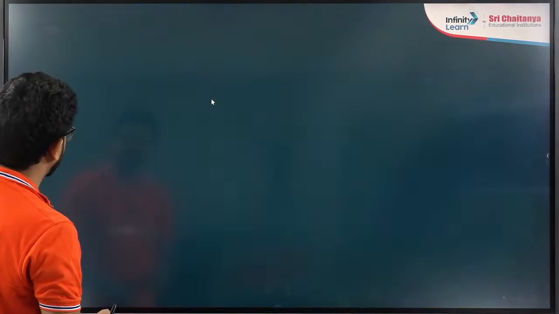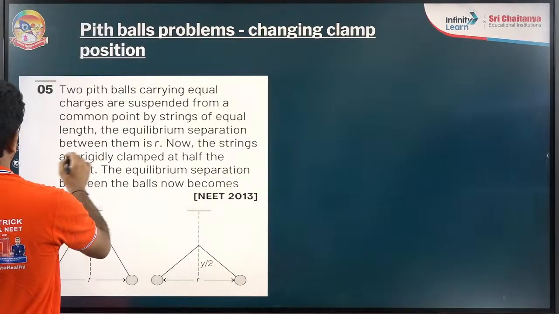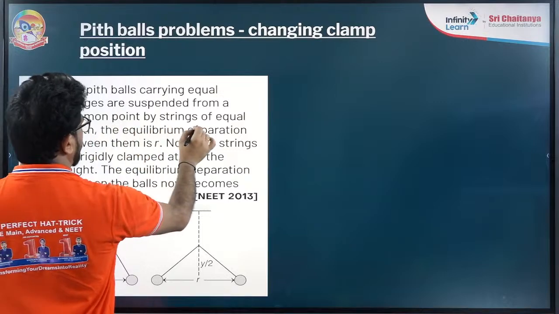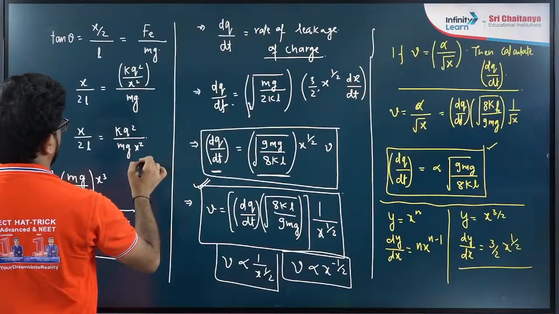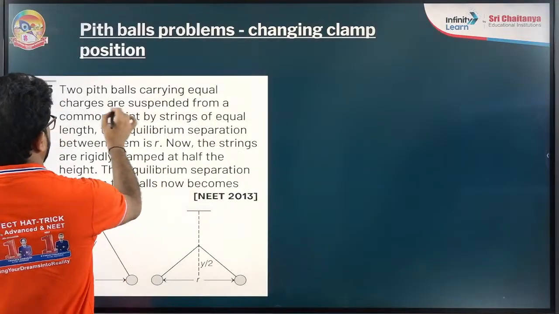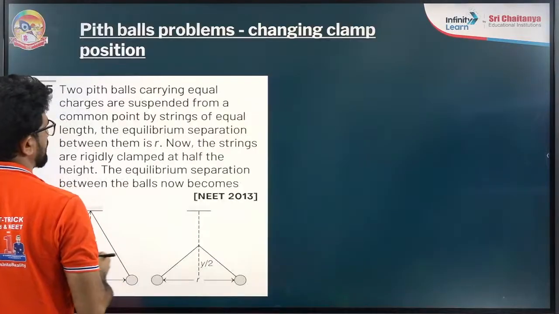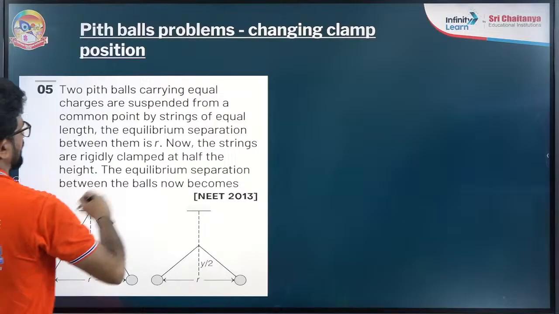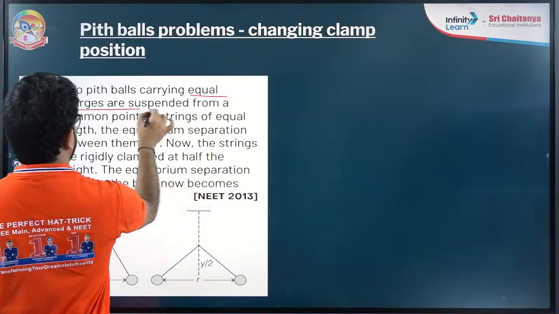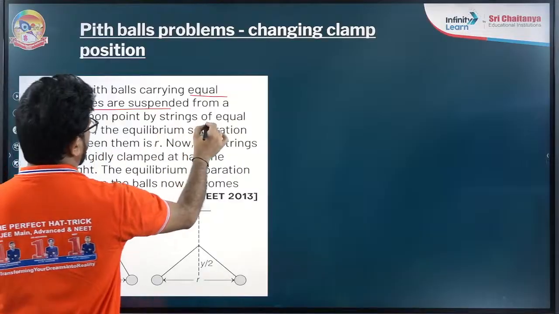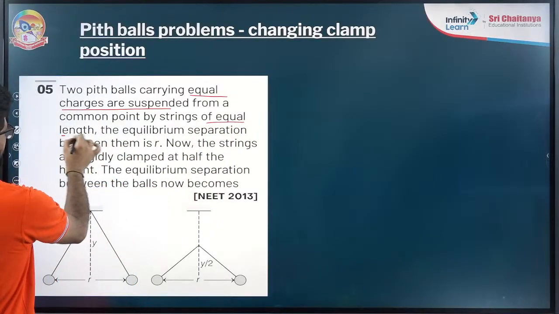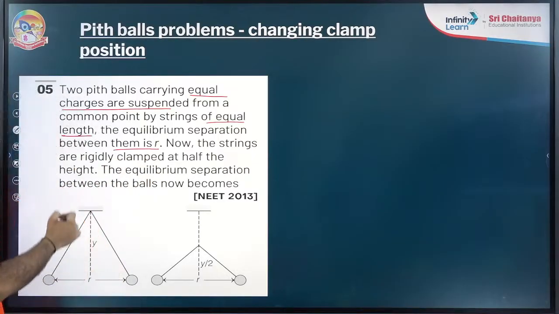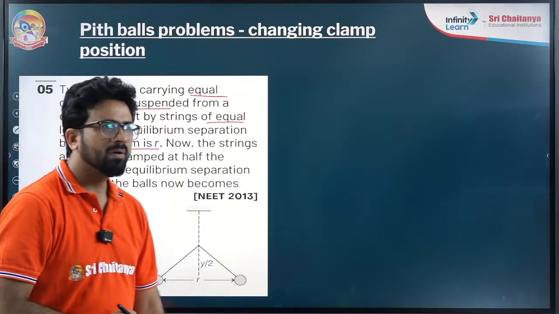Now you can see their charges suspended from a common point by a string. Equal charges are suspended, and the strings are of equal length, as given to you. The equilibrium separation between them is R. The initial separation is R.